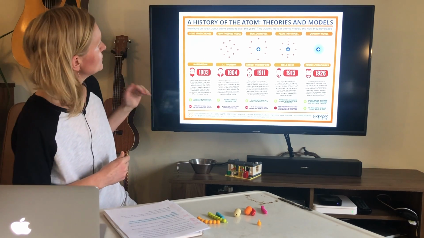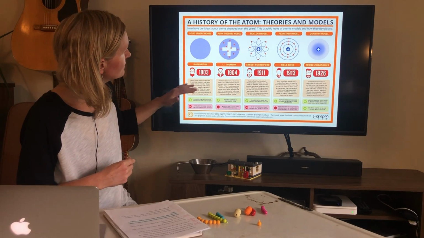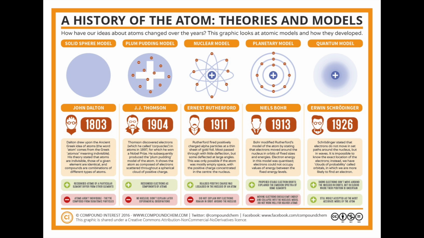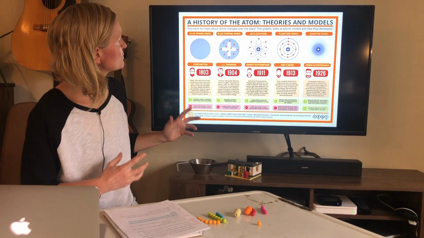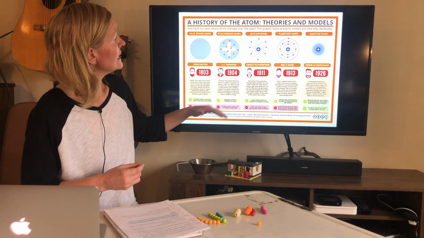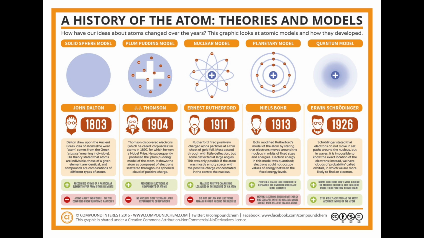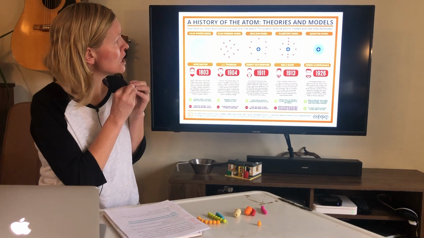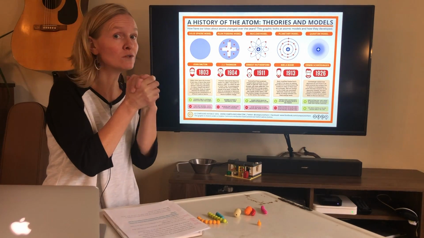So we have a few different models here. The first one was proposed in 1803 by John Dalton. And then in 1904, 100 years later, the next idea of what an atom looked like was proposed by J.J. Thomson, and it was called the plum pudding model. In 1911, Ernest Rutherford came up with the nuclear model, and he was the guy who really discovered that protons and neutrons exist in a nucleus.